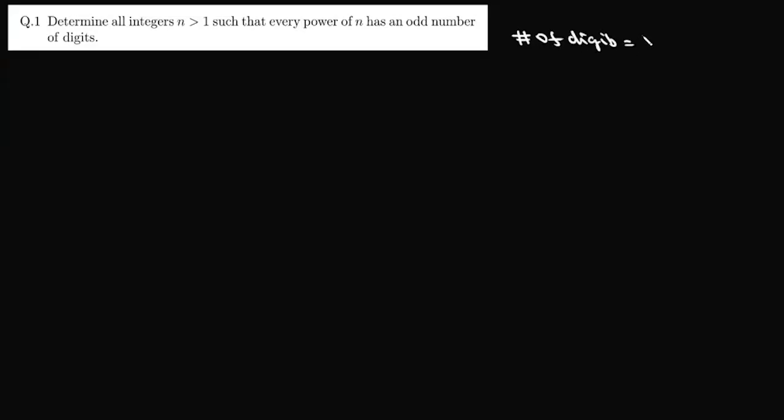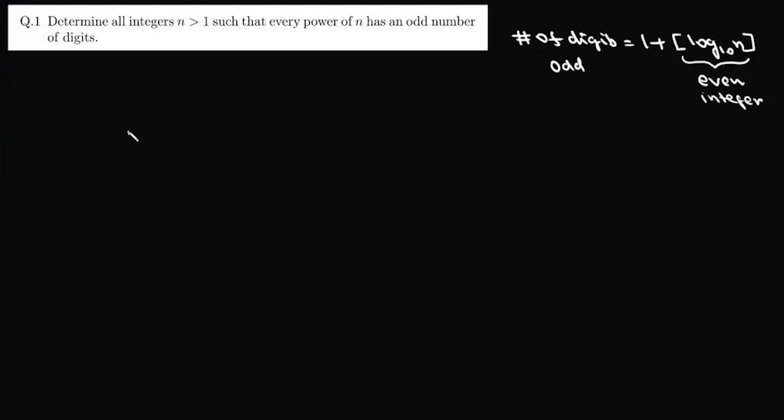it is given by 1 plus the greatest integer function of log n base 10. Now we want every power of n to have an odd number of digits. So if every power is such, then n itself should have an odd number of digits, and it will have an odd number of digits if this log base 10 of n is an even number. So it is an even integer.